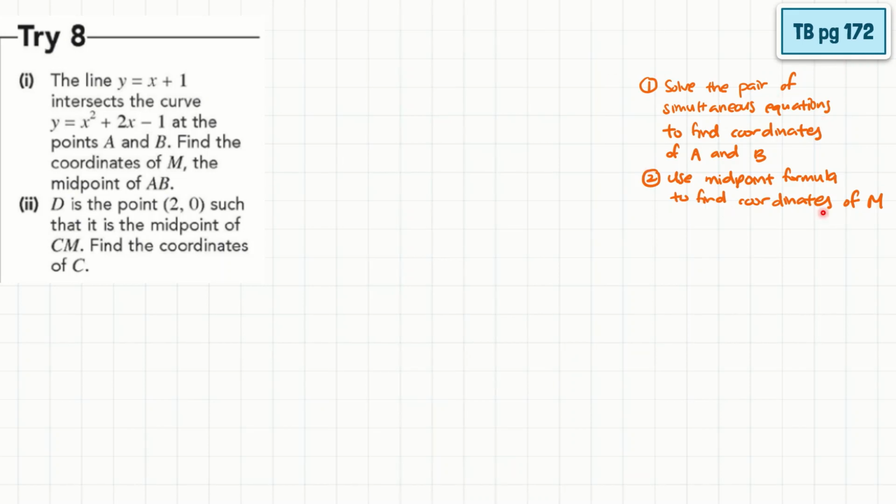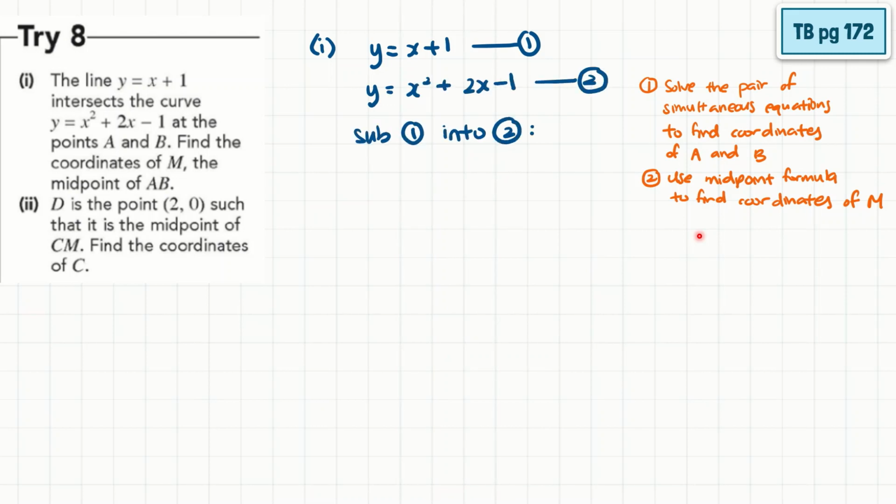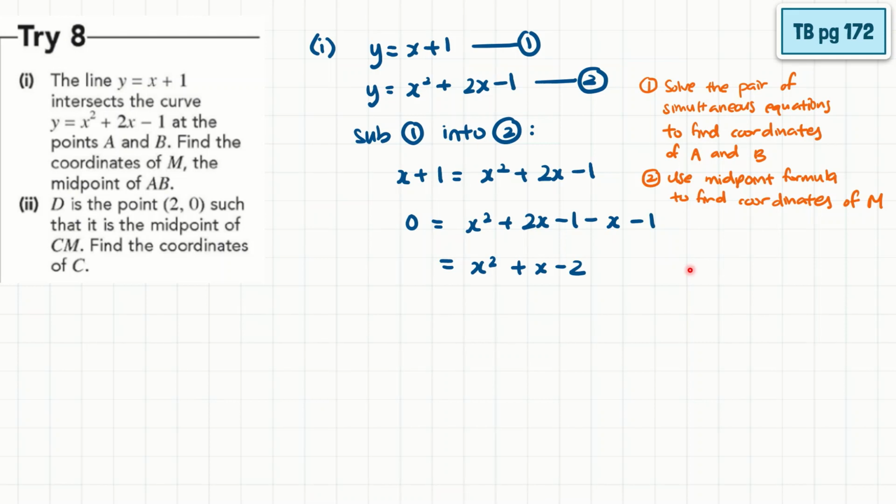So I'm going to put my plan over here. My first thing that I need to do is to solve the pair of simultaneous equations, right? So I will indicate my first equation and my second equation in this manner, and I do my substitution of 1 into 2, for which I get x plus 1 equals to x squared plus 2x minus 1. I hope that we know how to solve this algebraically. I decided to bring my x plus 1 over to the right as such, and then I'm going to be getting a quadratic equation eventually.